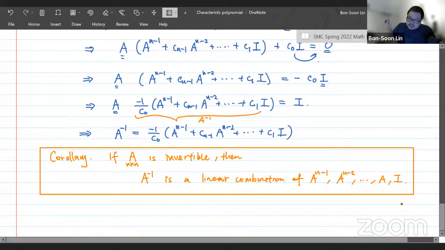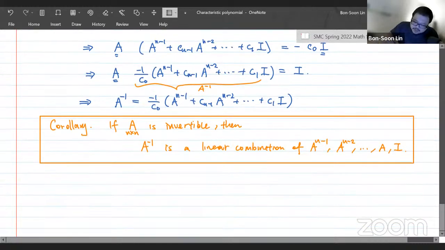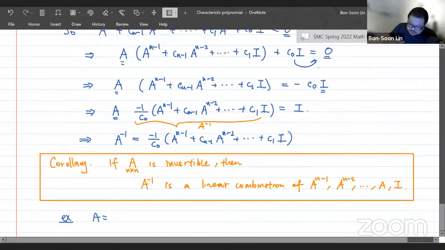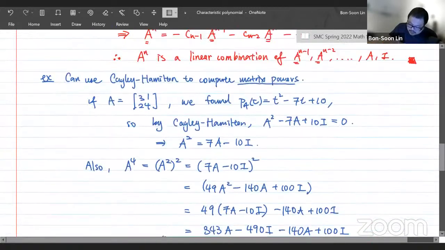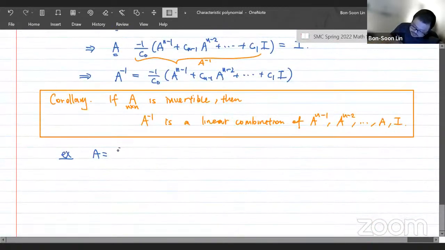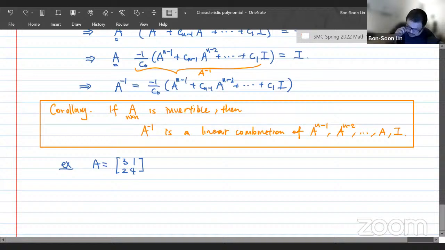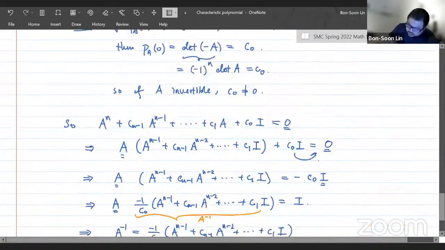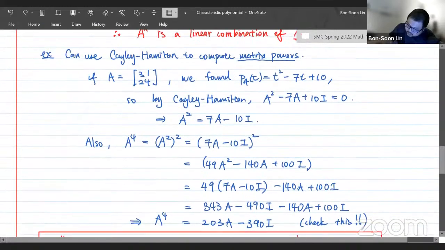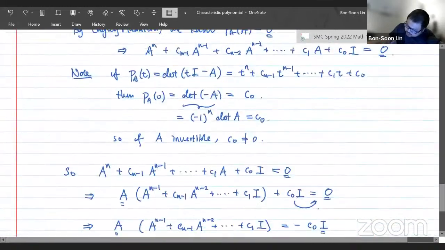Well, actually, let's maybe try. Let's use this example. For example, let's look at this matrix A from before. In this blue example, our matrix A is 3, 1, 2, 4. Let's use the same matrix 3, 1, 2, 4, and use this weird method to calculate A inverse, shall we? All right. So here we saw the characteristic polynomial. It was t squared, oh yeah, I forgot already, t squared minus 7t plus 10.